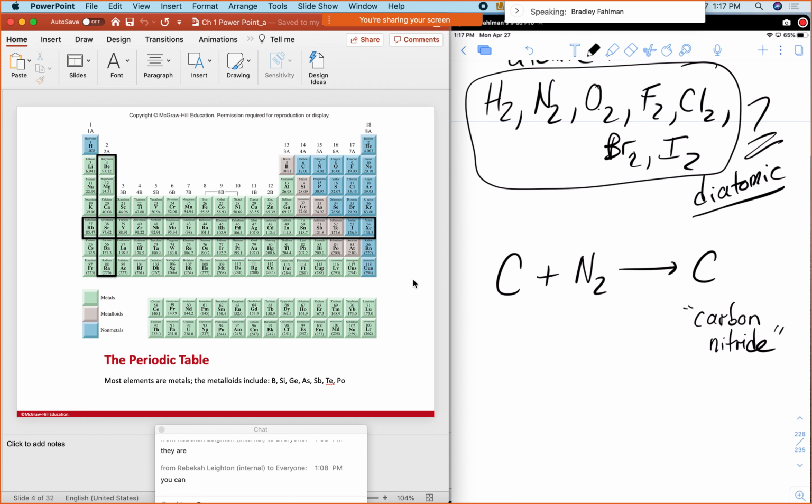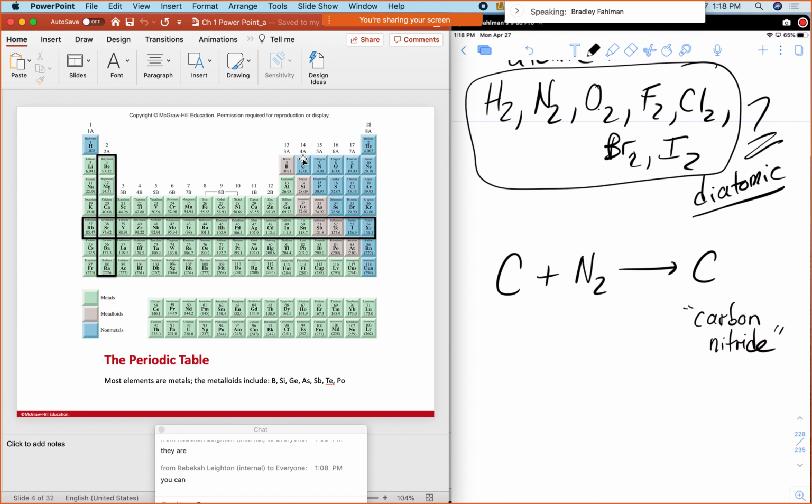So do you remember? For those, you have to consider the charges, based on what groups they're in, and then try to get the total charge to 0. Group 1 likes to be +1. This likes to be +2. Then over here, you skip these ones because they have multiple charges. Iron can be +2, +3, +4. And so we skip these, and then we're here. This is +3.